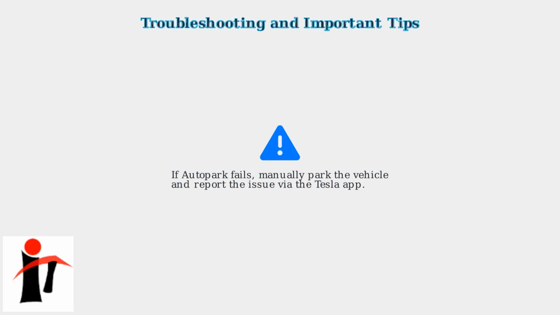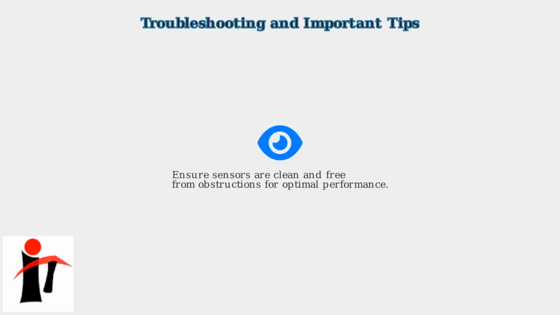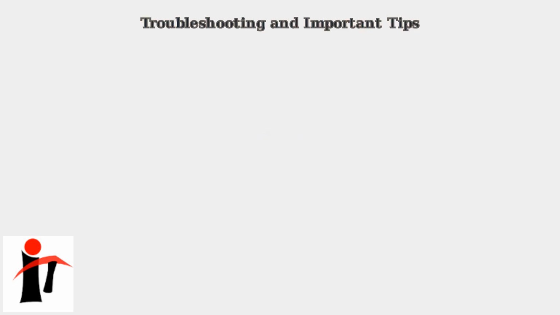Third, if Autopark fails for any reason, manually park the vehicle yourself and report the issue through the Tesla app. This helps Tesla improve the system with real-world feedback. Fourth, ensure all sensors are clean and free from obstructions. Dirty or blocked sensors can reduce Autopark's effectiveness, so keep them clear for the best results.